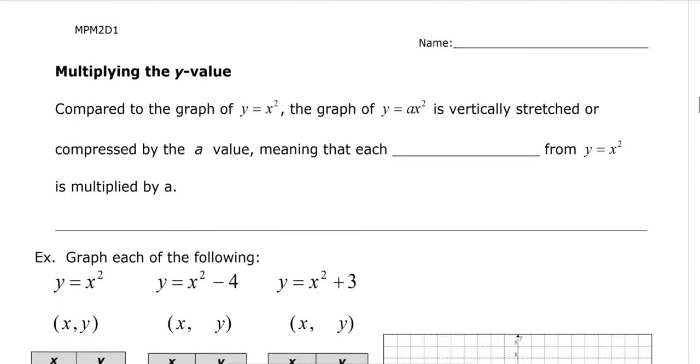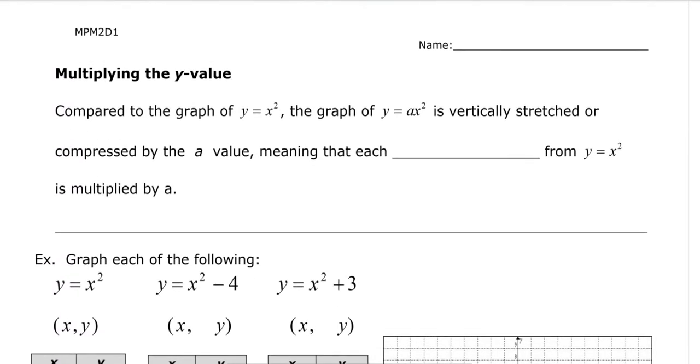All right. Compared to the graph of y equals x squared, the graph of y equals ax squared is vertically stretched or compressed by the A value, meaning that each y value from y equals x squared is multiplied by A. The base graph is y equals x squared. Just imagine taking all your y values and multiplying them by A. That's ax squared, so y times A is equal to ax squared from your base graph. So the base graph becomes ax squared by multiplying the y values by A.